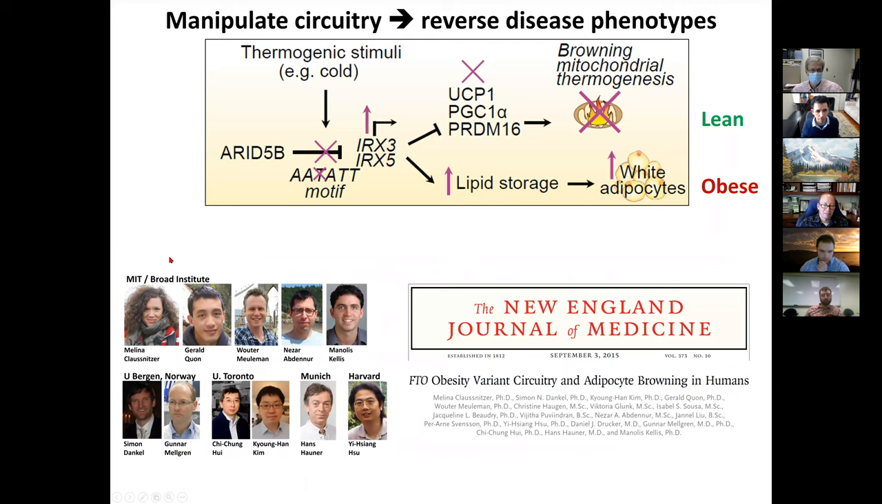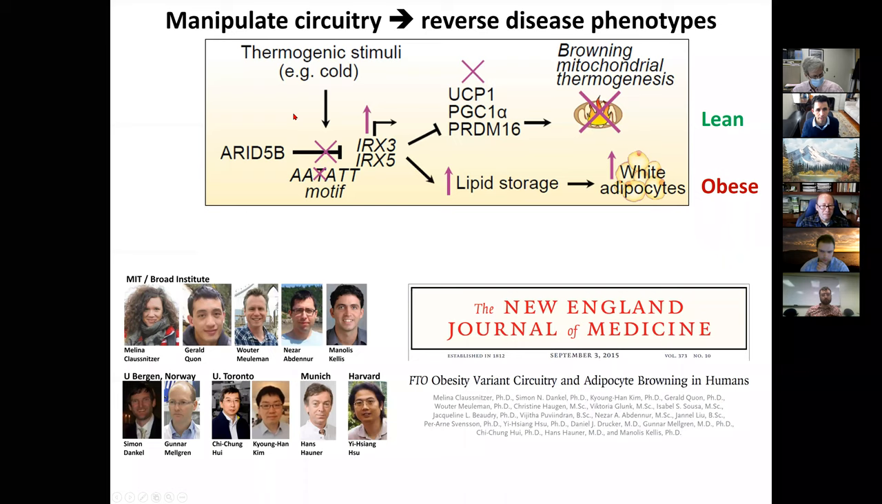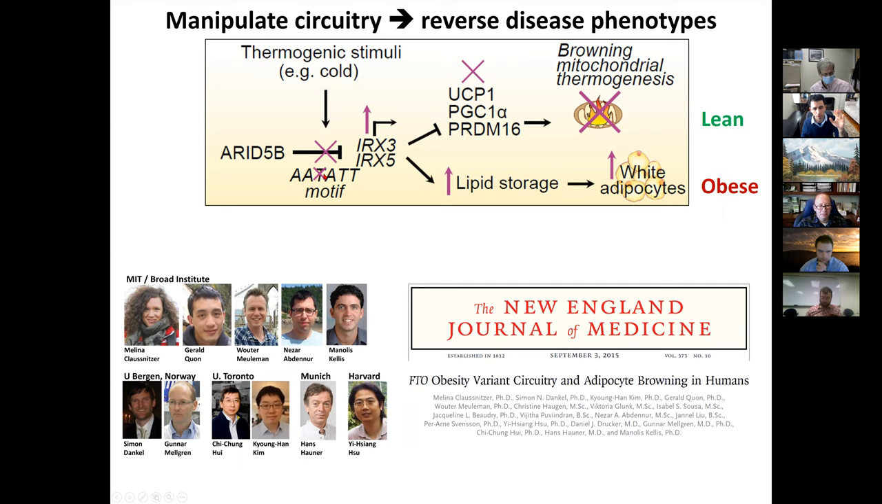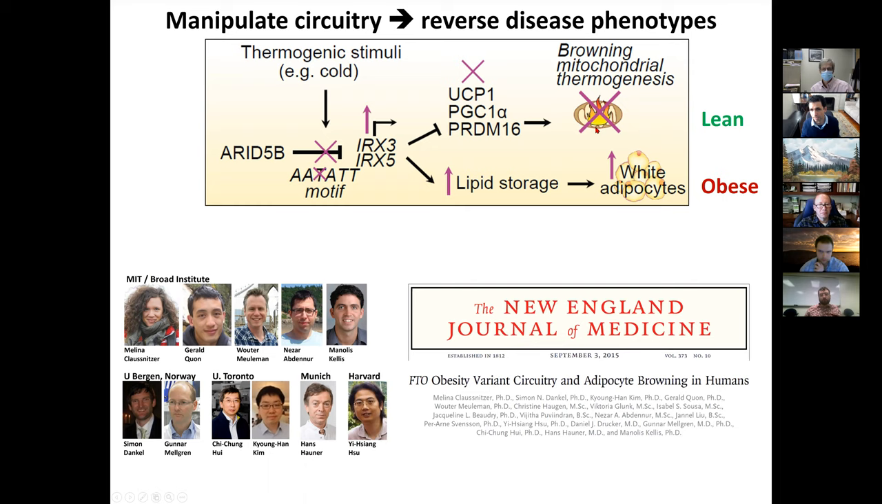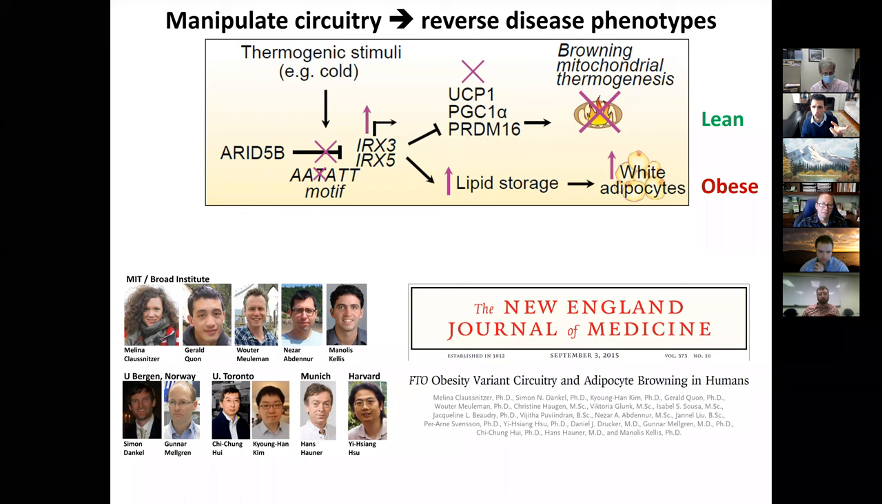In the case of FTO that I showed you earlier, what we published in 2015 was that the genetic variant that underlies this region is in fact disrupting a motif for this AT-rich interacting domain protein that normally binds this motif and represses the super enhancer that's about 12 kb long. And that super enhancer, when repressed, shuts down IRX3 and IRX5, which are themselves master regulators of a process known as thermogenesis. This is the depolarization of the mitochondrial membrane that basically causes your excess calories in your diet to be burned as heat rather than to be stored as fat.